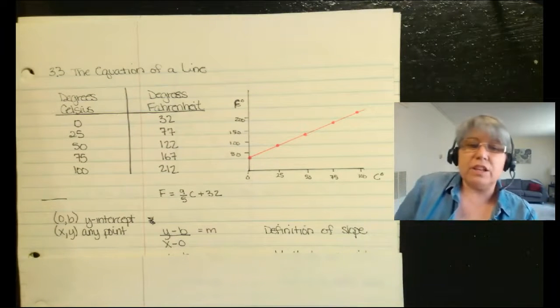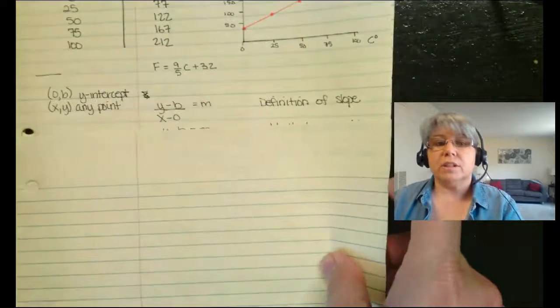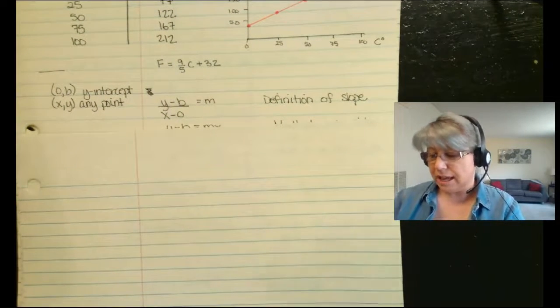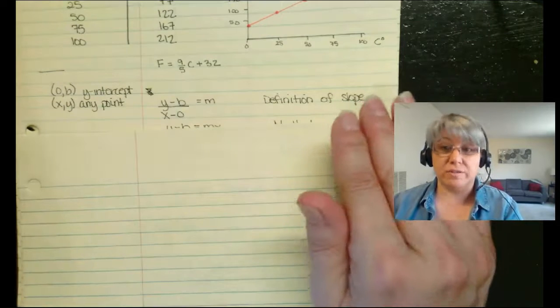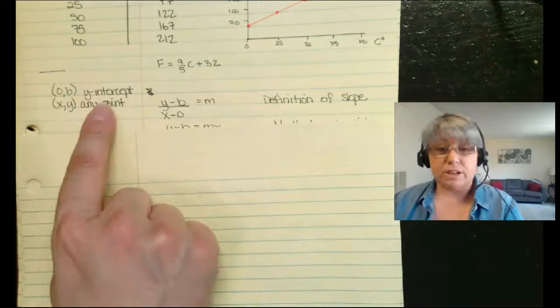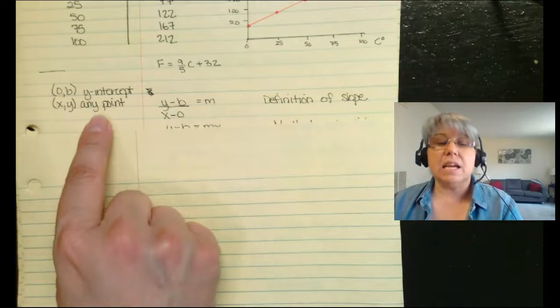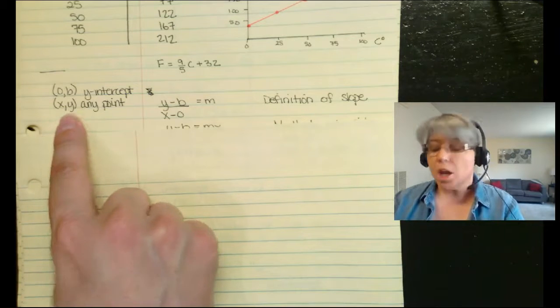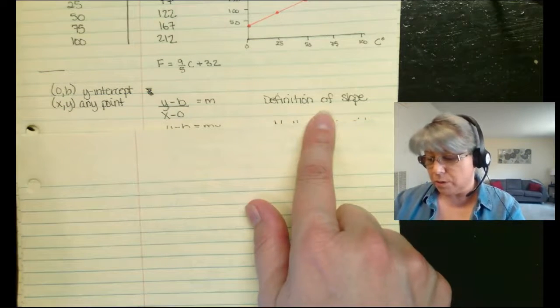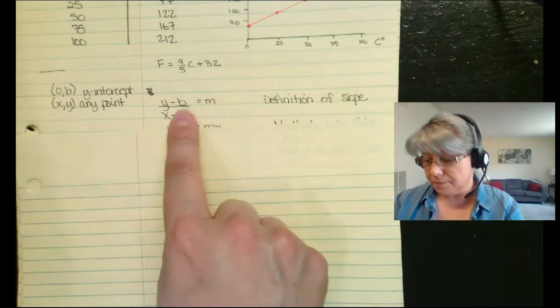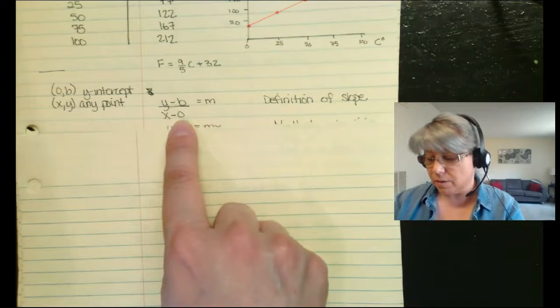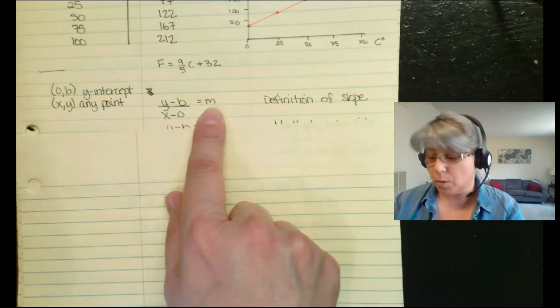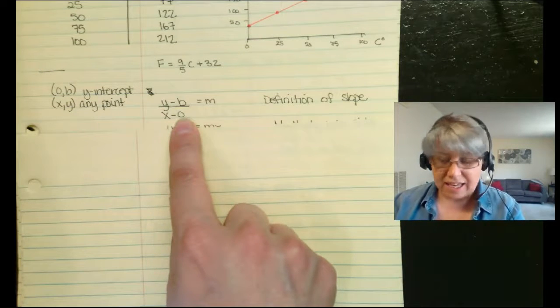So how do we figure out the equation of a line? Generally, we're given some information. At least from the graph point of view, we can figure out the y-intercept and any point. The y-intercept would be (0, b), and any point is just (x, y). Using the definition of the slope, that would be (y minus b) all over (x minus 0) equals our m, as in slope. Well, x minus 0 is just x.